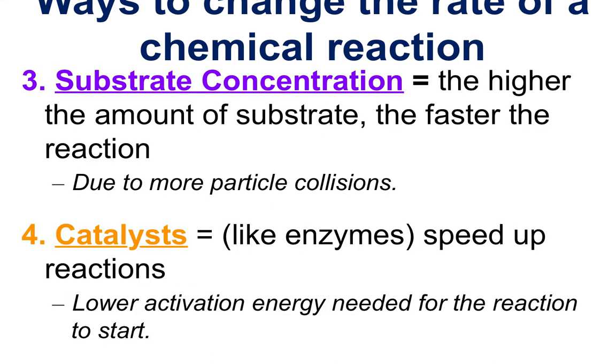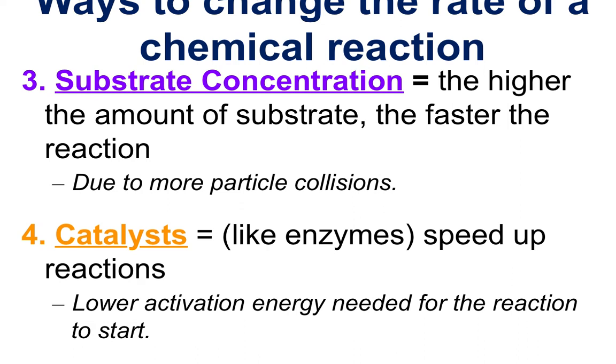Another way to change the rate would also be to increase the concentration of the substrate. The higher amount of substrate that's available for the reaction to occur, the more chance it has to bump into the enzyme, and so more particle collisions happen, and that speeds up the process.